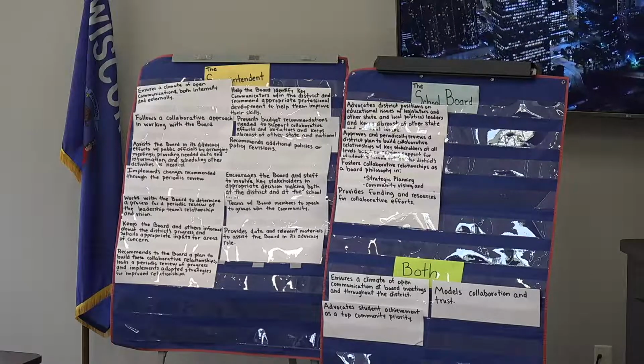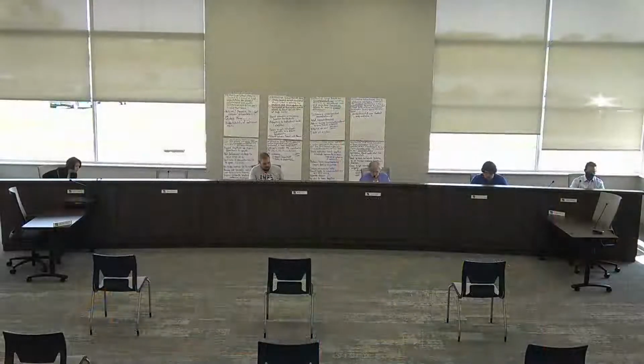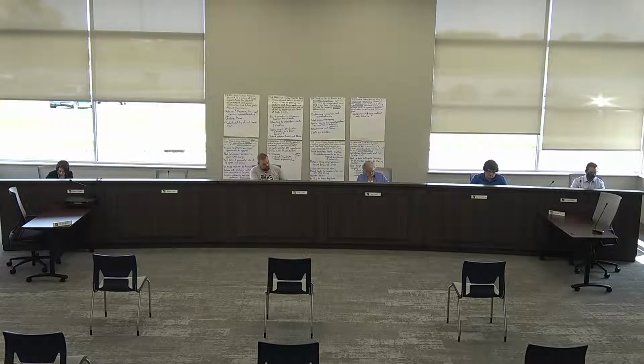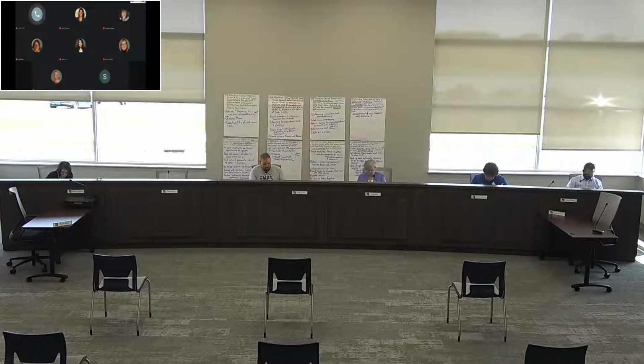Okay, so this was an activity. The list of roles and responsibilities is on page 44 in that same section, the key work of school boards, and it's to summarize chapter 4 on community leadership.